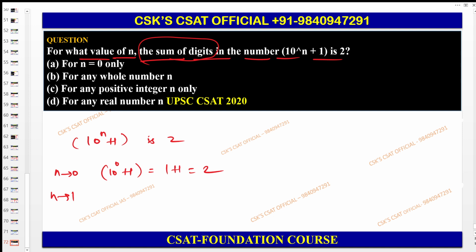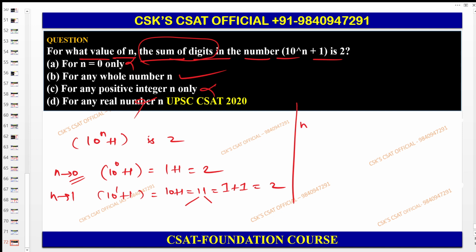When I am placing n is equal to 1, 10 power 1 plus 1, 10 power 1 is nothing but 10. 10 plus 1 is equal to 11. Digit means this is also a digit, this is also a digit. Sum means 1 plus 1. So here also giving 2. This itself says that the first option is wrong, n only is wrong. Since it includes 0, we can eliminate the C option also. Then we can eliminate the D option also. So therefore only one option is left, that is for any whole number.